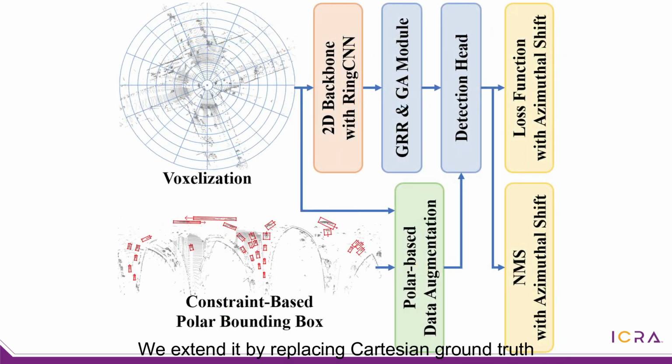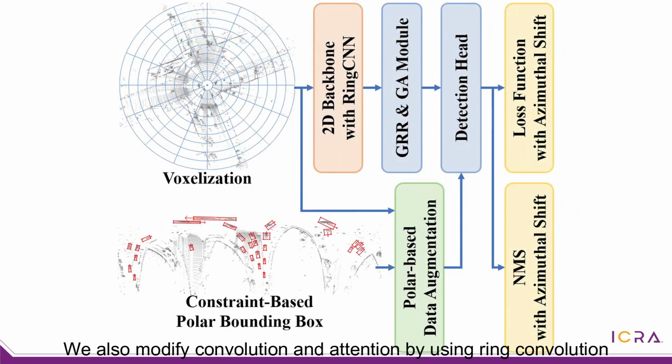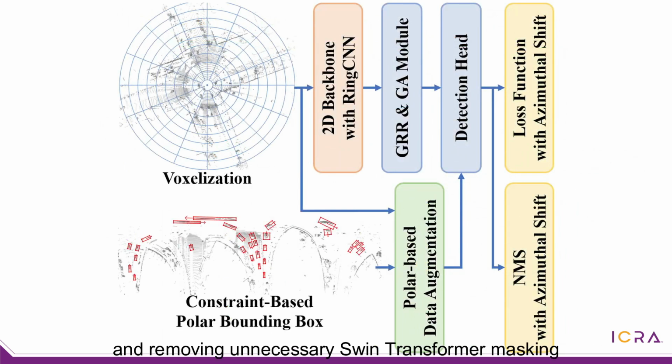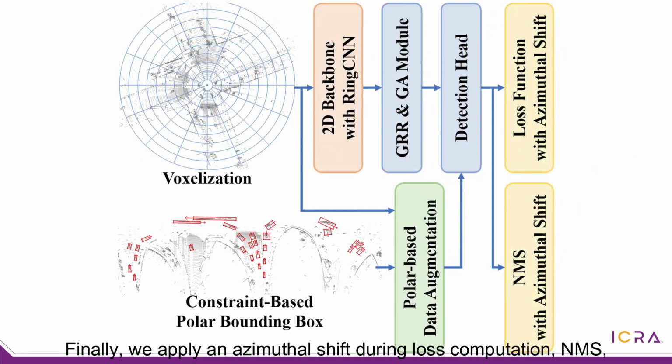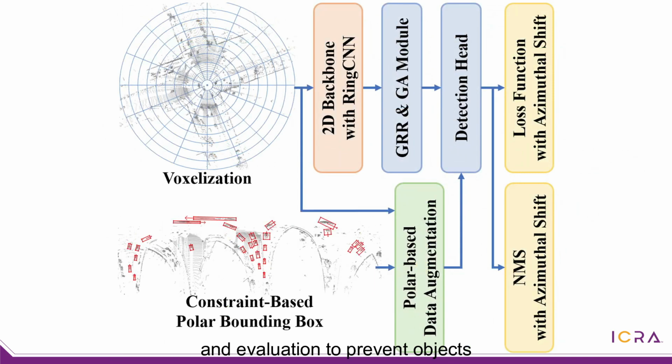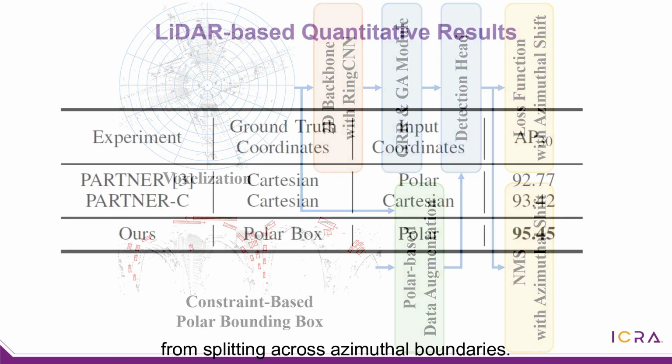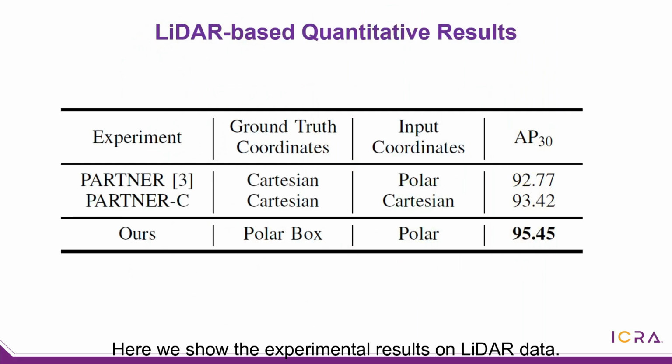We extend it by replacing Cartesian ground truth with our constraint-based polar bounding boxes and applying a polar-specific data augmentation. We also modify convolution and attention by using ring convolution and removing unnecessary Swin transformer masking to better preserve azimuthal continuity. Finally, we apply an azimuthal shift during loss computation, NMS, and evaluation to prevent objects from splitting across azimuthal boundaries. Here we show the experimental results on LiDAR data.